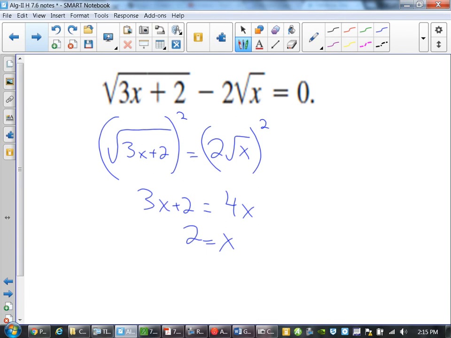If we're square rooting to undo a singular x value, that's what we worry about. When you square it, it doesn't matter.